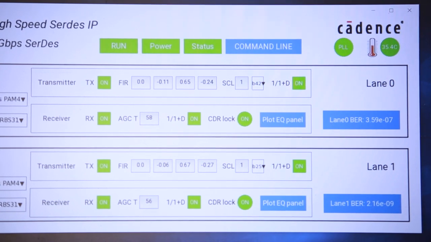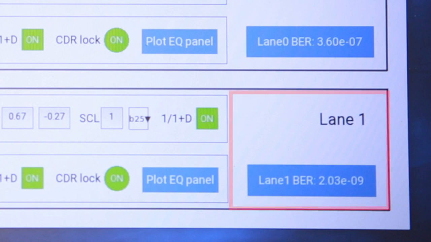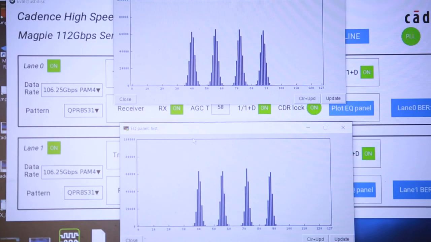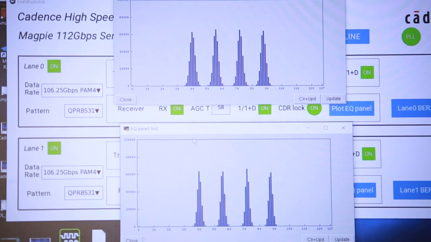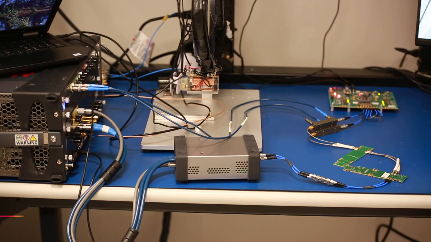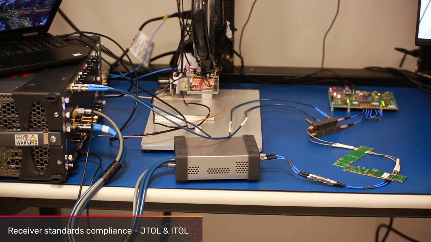Lane 1 with 25 dB channel prefec BER is 2.03E-09. PAM4 data eye histograms observed at receiver for lane 0 and lane 1 show robust system link performance. Let us now move on to the second demo on receiver standard compliance test.